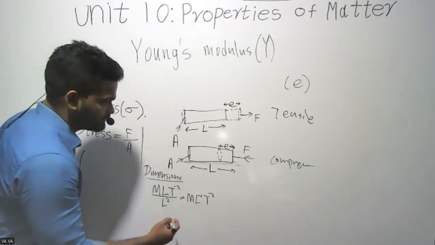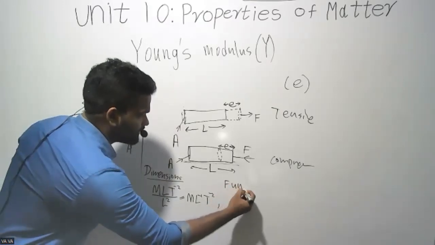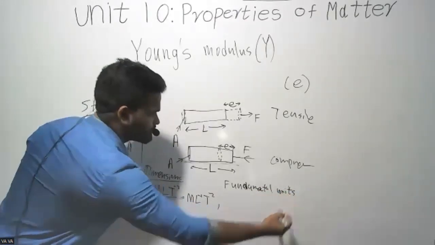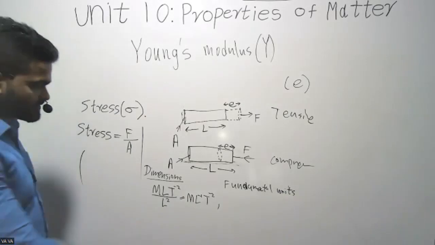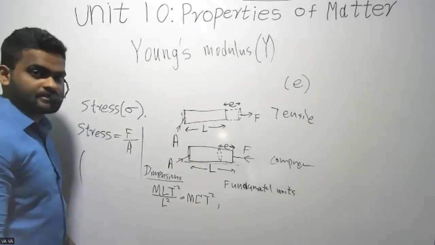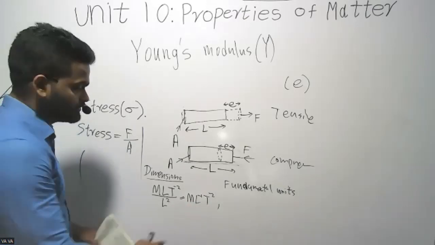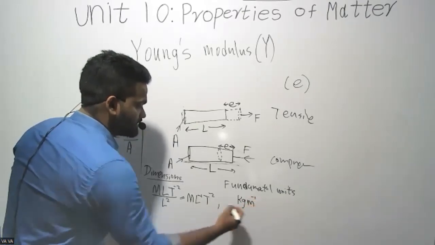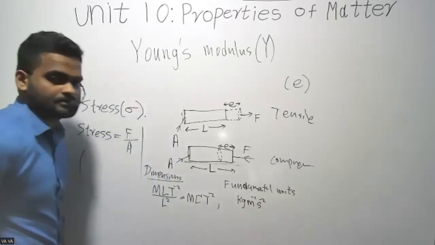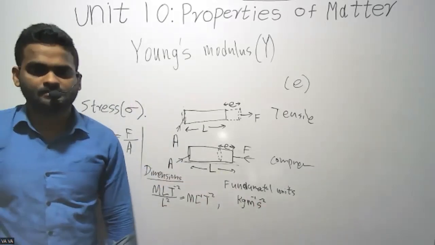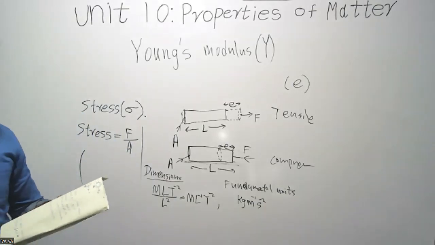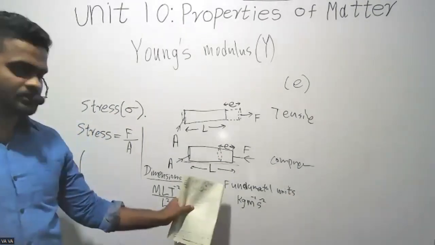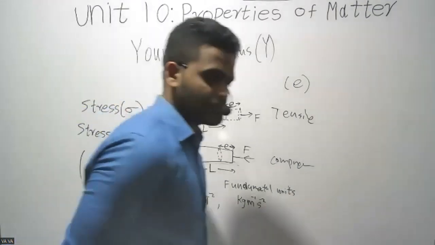Then fundamental units. We'll write fundamental units of stress. So you can write fundamental units based on the dimensions. Capital M, that is kilogram. L minus 1, that is per meter. And T minus 2, that is per square second. Write that, fundamental units. So remember those terms. This is fundamental units based on dimensions.